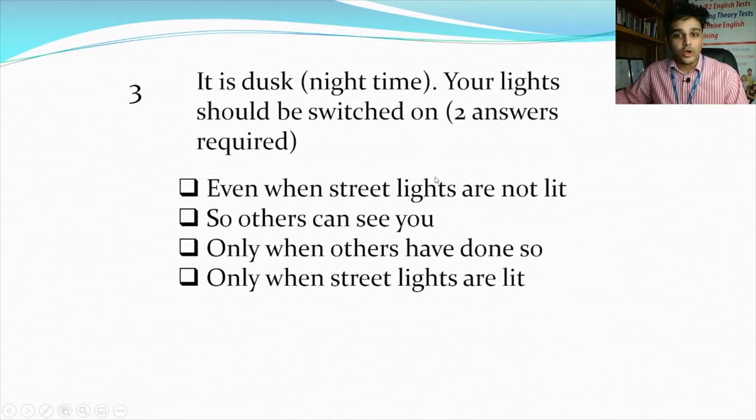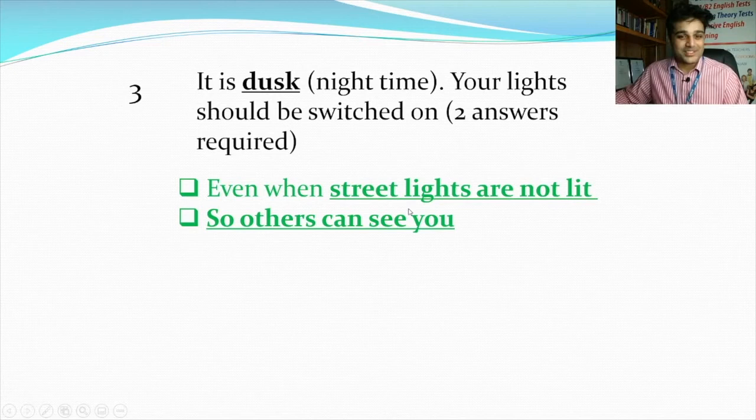This answer is my favorite answer. It's such a good answer. I want you guys to tattoo it on your back. And never forget it. So others can see you. Why is that the case? Because this comes in the test all the time that you're having the lights. Always use this answer. It's a fantastic answer. This is the greatest answer in the test. The first one is even when street lights are not lit, that's when you should use your lights. That's quite normal. Dusk, nighttime, street lights are not lit, put your lights on, others can see you.